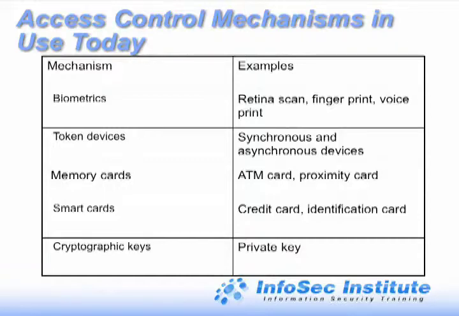There's token devices. There's synchronous and asynchronous devices, memory cards, good old ATM and proximity cards. There's smart cards, credit cards, identification cards. Some of the credit cards today do have the computer chips built into them. I know our friends across the pond, that's a common thing, and a lot of places will not take American-based credit cards because we only have the magnetic strip.